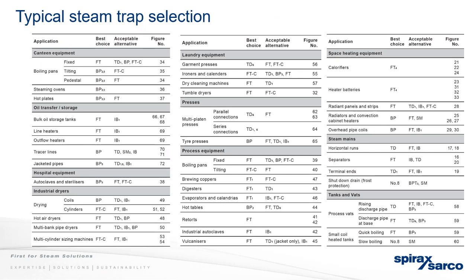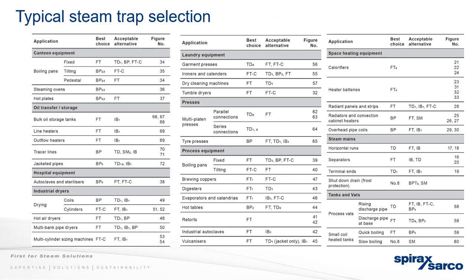So as you can see on the screen, there is the trap selection here. We have a booklet we can offer, and I think it's definitely available as a PDF, where it will give you this list. So as you can see here, boiling pans: you have fixed, tilted, and pedestal. FT would be for your fixed, BP, so bimetallic, for your tilting, and pedestal would be a BP2. An acceptable alternative we give here as well. That was the best choice, but you can use TD, BP, and FTCs. The C is the anti-air bind version, I think.